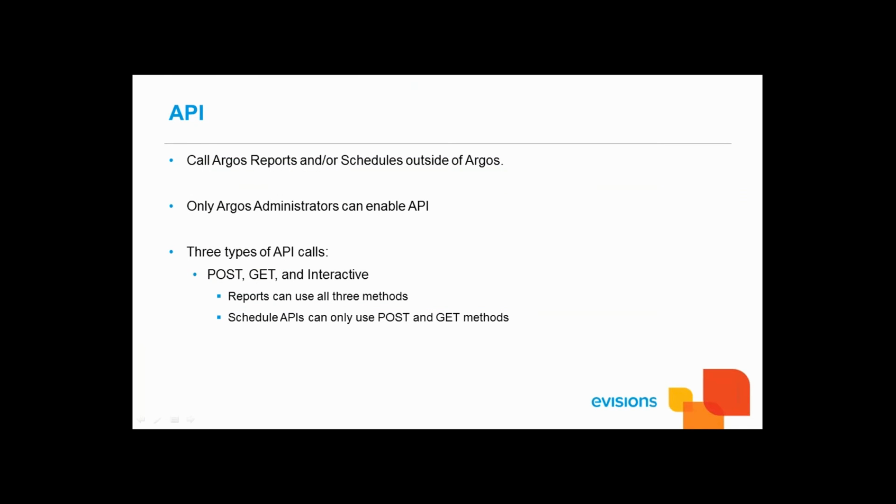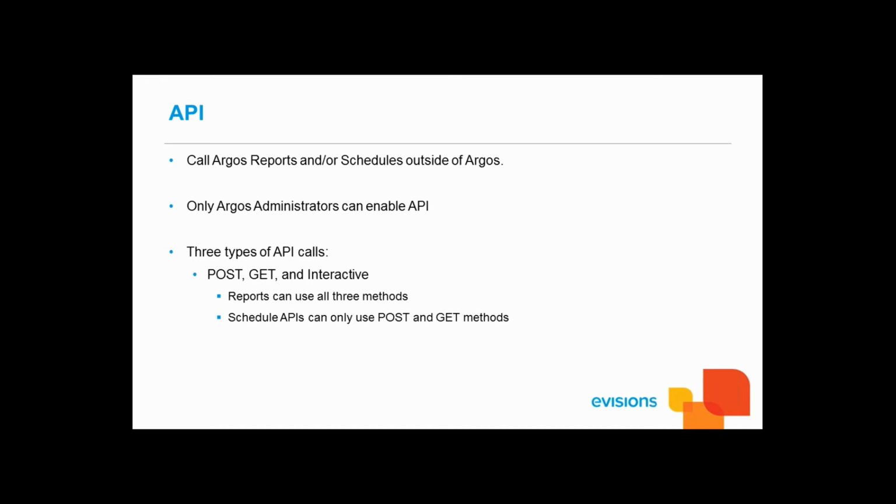Okay, our next topic is the Argos API. This is an optional module that enables the user to call Argos reports and their schedules outside of the Argos software. Since the API can make the data available to a wide audience via the web server, portal, or third-party application, only an Argos administrator can enable a report to be available via the API.